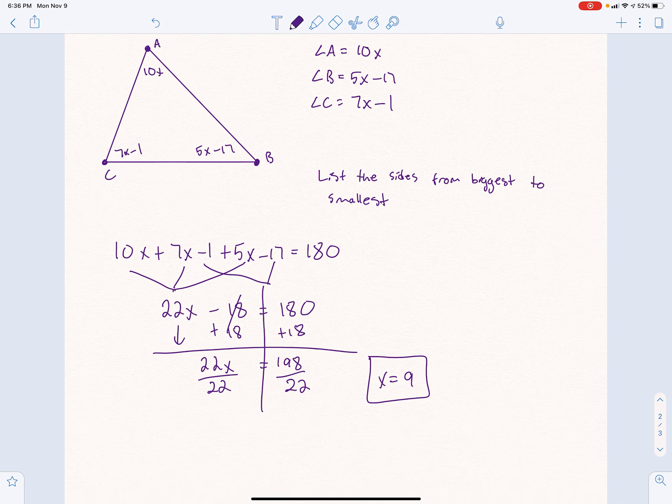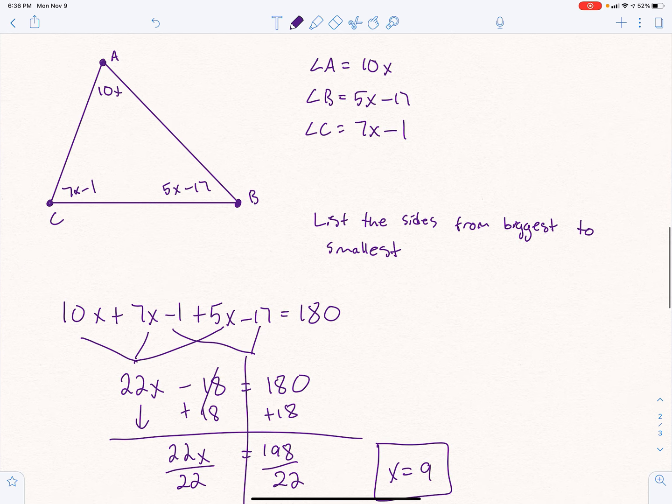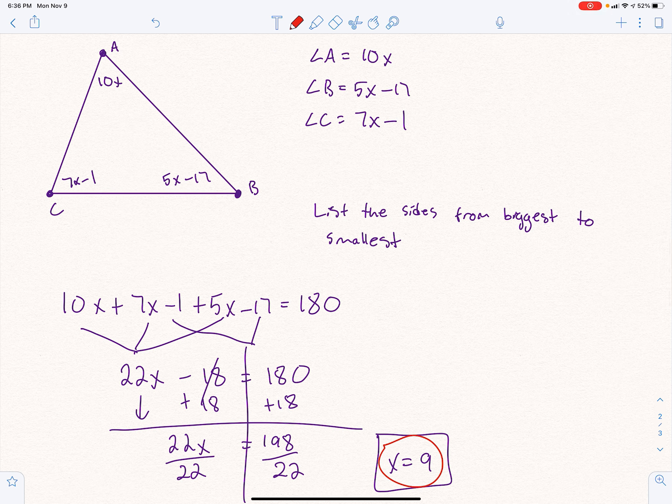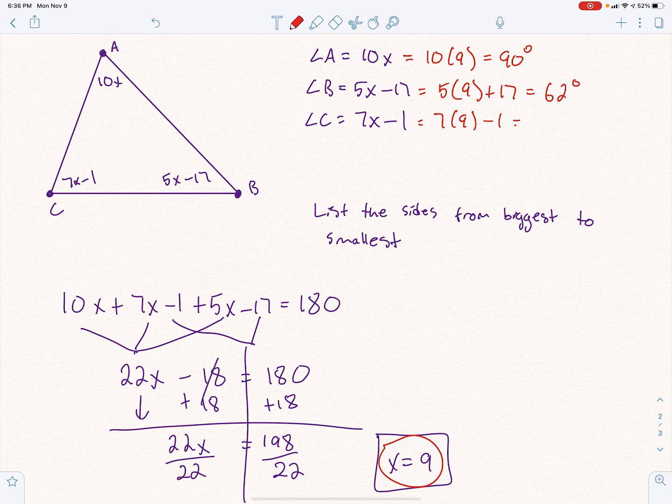So now that I got that, that's very, very important. But I don't need x. I need to know what these angles actually equal. So what I'm going to do is take this x equals 9 and plug it in to all of my angles to find out what they are. So that means angle A is 10 times 9, because I plug in 9 for x, which would be 90. Angle B is 5 times 9 plus 17. 5 times 9 is 45. 45 plus 17 is 62. And then lastly, this one, I would have 7 times 9 minus 1, which is equal to, 7 times 9 is 63, minus 1 is 62.